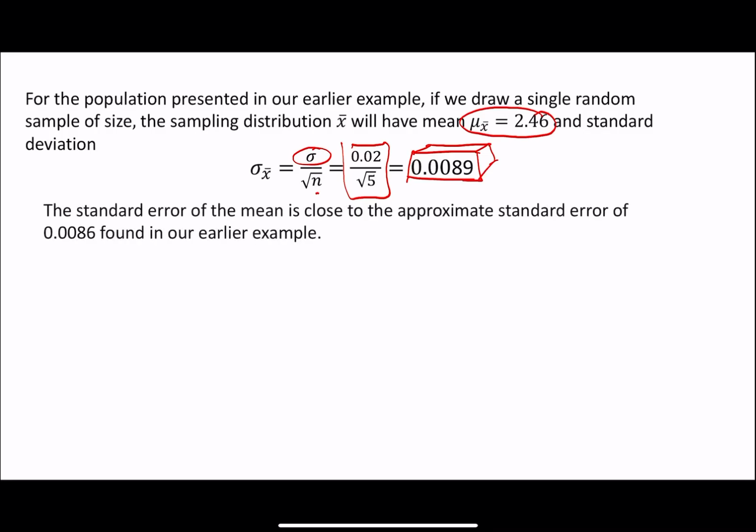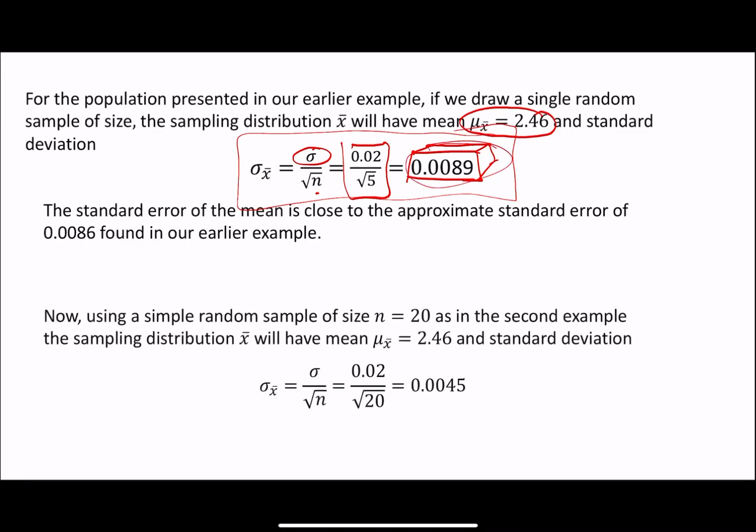So the standard error of the mean is close to the approximate standard error of 0.0086 found in our earlier example. Calculating this way is really close to what we got by putting it all into our calculator and calculating the standard deviation. So we are going to use this number right here.